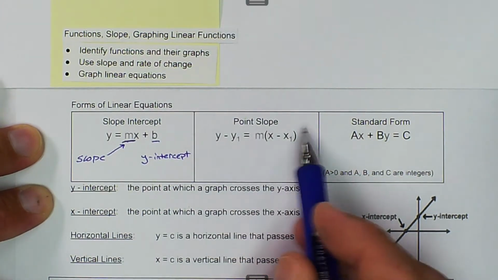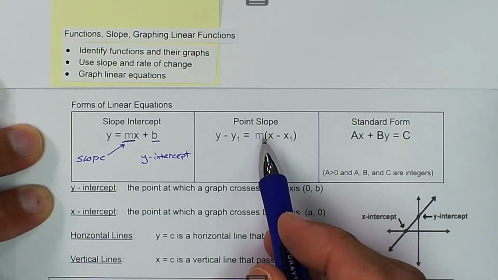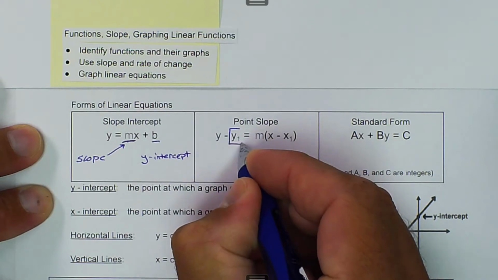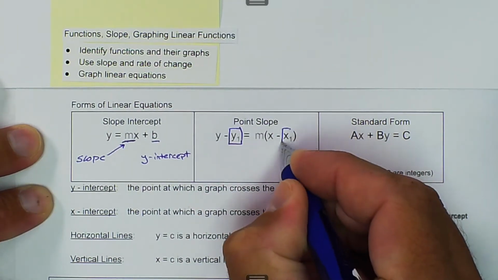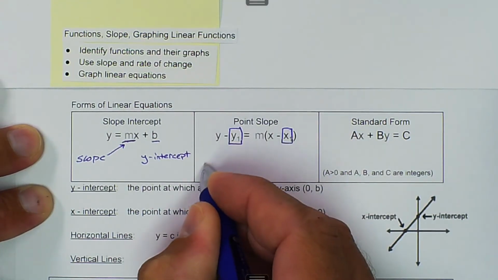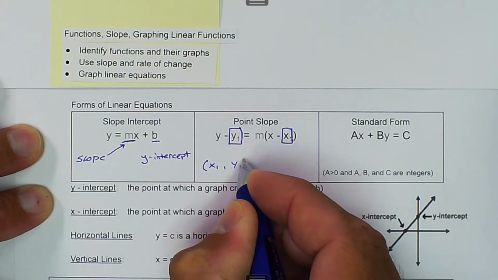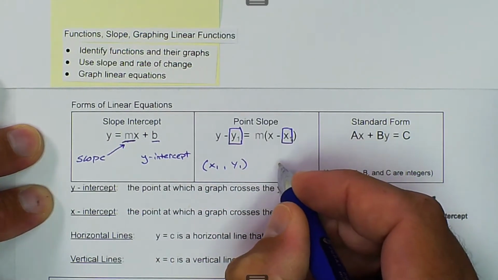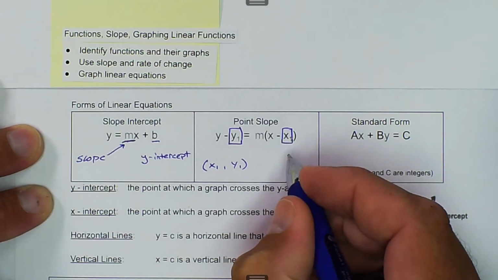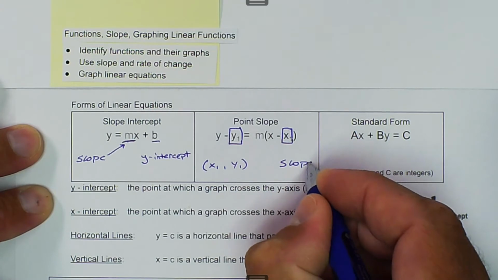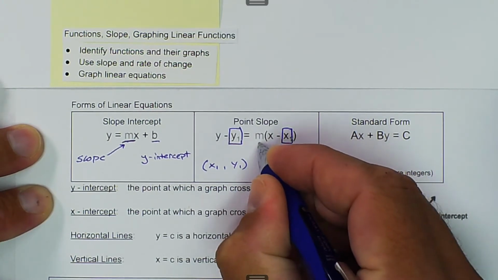The point-slope form, in this case, is called point-slope because we are given a point. In this case, we're talking about x sub 1, y sub 1, and then we're also given the slope. And that is the m variable.